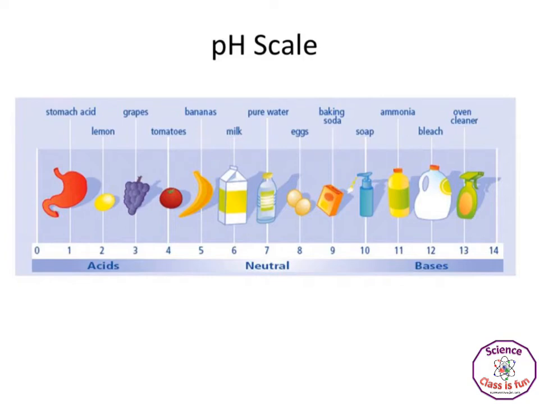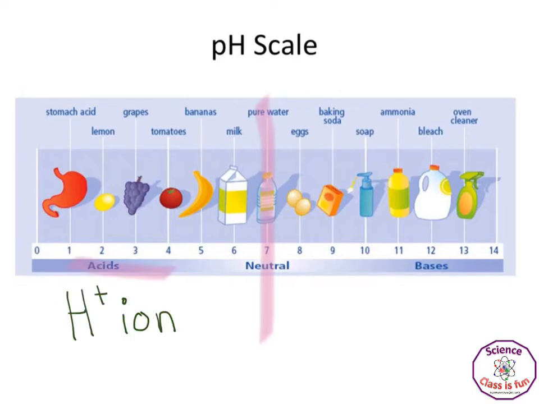Now we're going to divide our table from acids and bases down the neutral line. The neutral line is found at 7. Everything to the left of neutral is an acid. Everything to the right of neutral is a base.